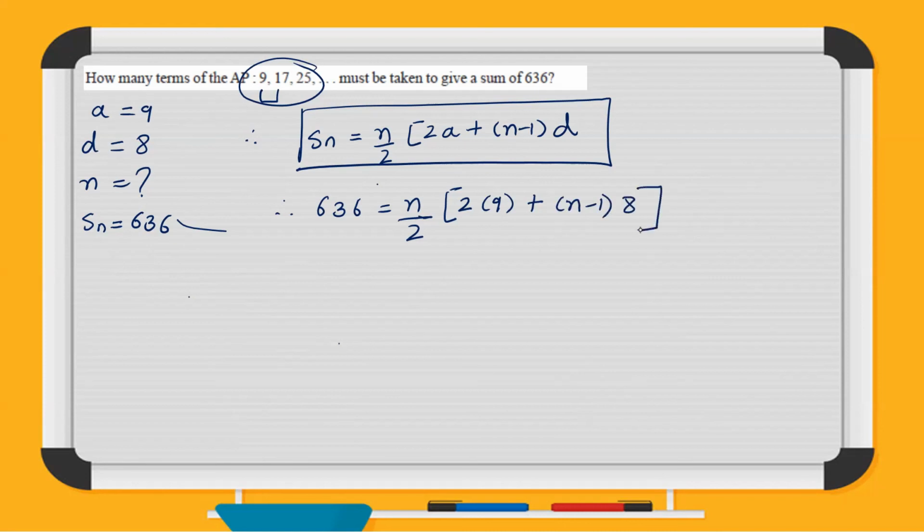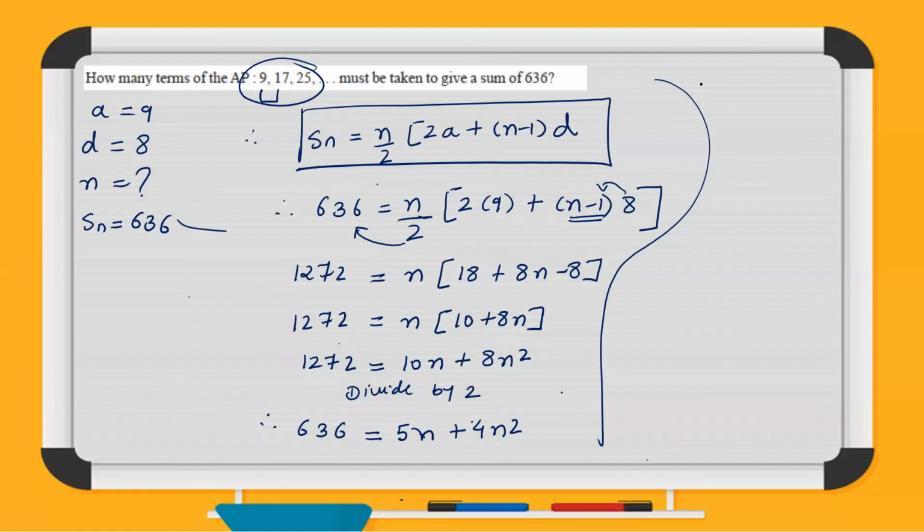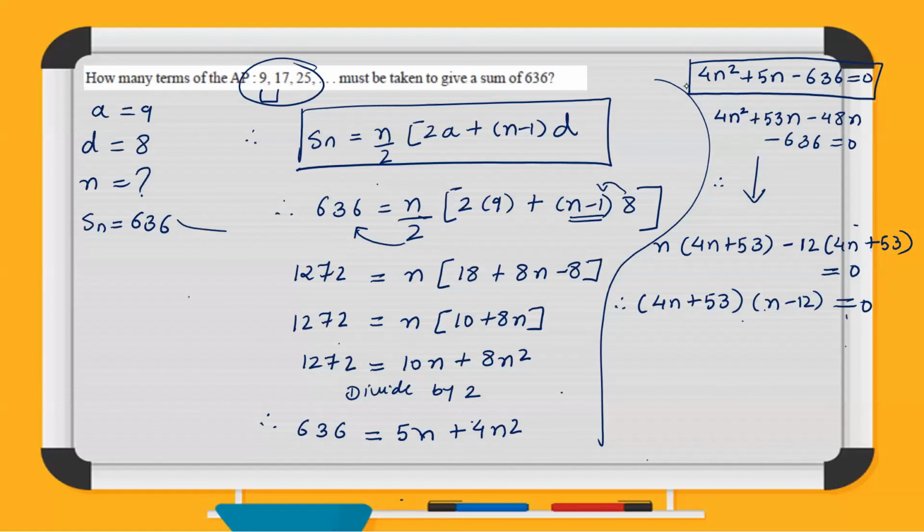Now let us solve this. If you look here, we get a quadratic equation, right? So we get 4n square plus 5n minus 636 equal to 0. So this is the quadratic equation. Now we need to solve the quadratic equation and we'll get two values of n. So now let us try to solve the equation. Solving this quadratic equation, I know till now you must have understood well how to solve such types of quadratic equations by the method of factorization.